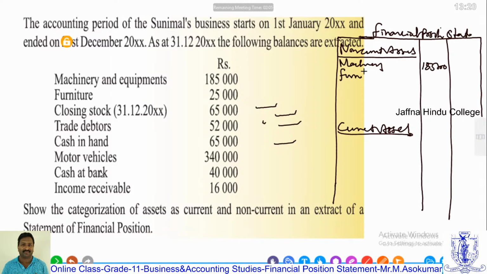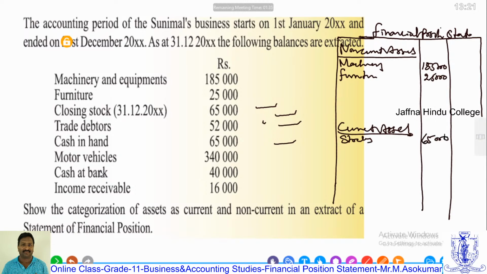Furniture is also a non-current asset. Furniture, 25,000. Closing stock is a current asset. It retains goods for resale, expected to be sold speedily. Therefore, it is considered a current asset. First line of current assets: stocks, 65,000.